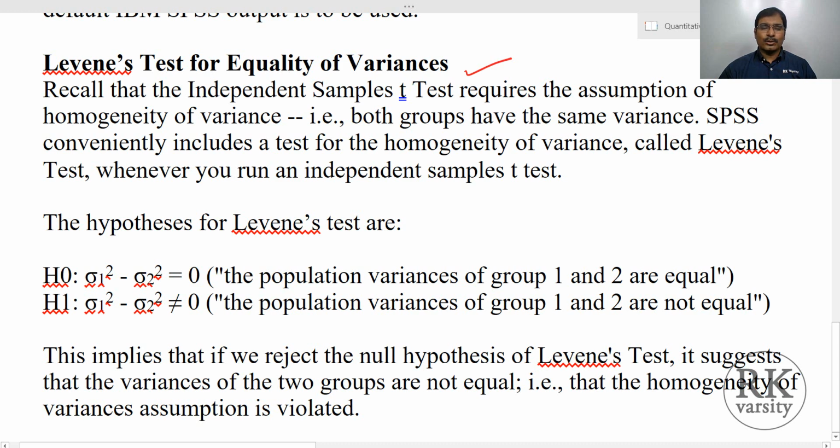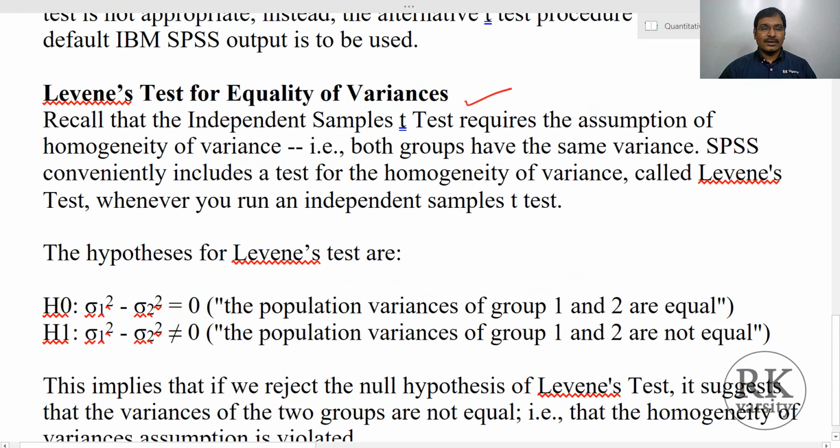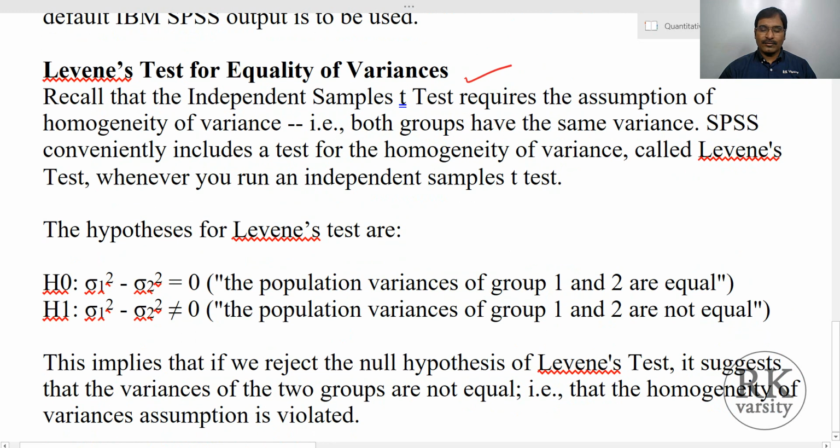Now you don't need to worry about this. SPSS will automatically give you the result for equality of variances, and based on that you need to interpret the result, which test you have to follow.